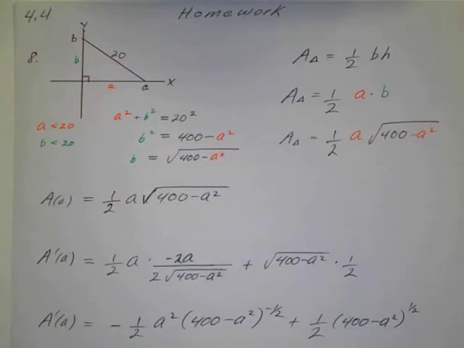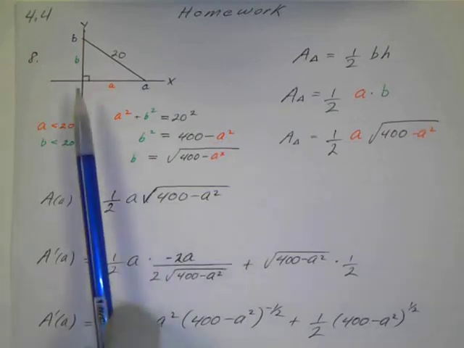Okay, more problems from section 4.4, optimization problems, and this is number 8. It says closing off the first quadrant. You are planning to close off a corner of the first quadrant with a line segment 20 units long, running from A to B. Show that the area of the triangle enclosed by the segment is largest when A equals B.